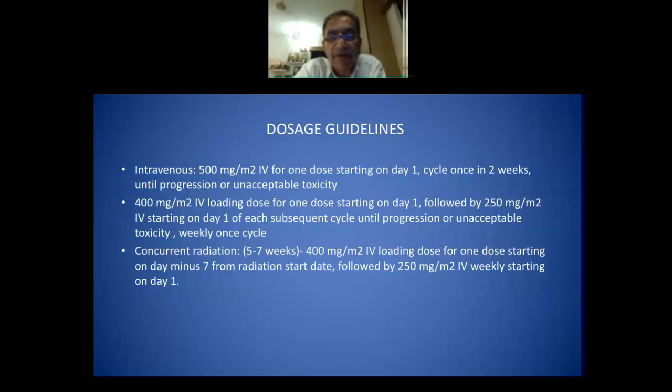Okay, yeah. So we give a loading dose on day one, and then a week later we start the radiation. And once the radiation starts, which is 5 days a week for, let us say, 6 weeks or 6.5 weeks, every week, once a week, cetuximab is given again.